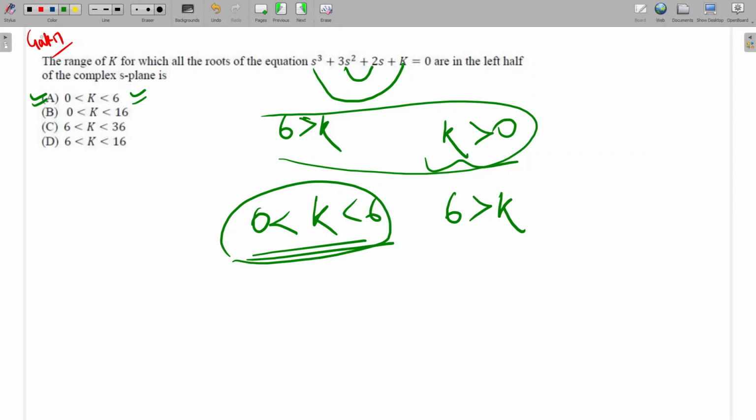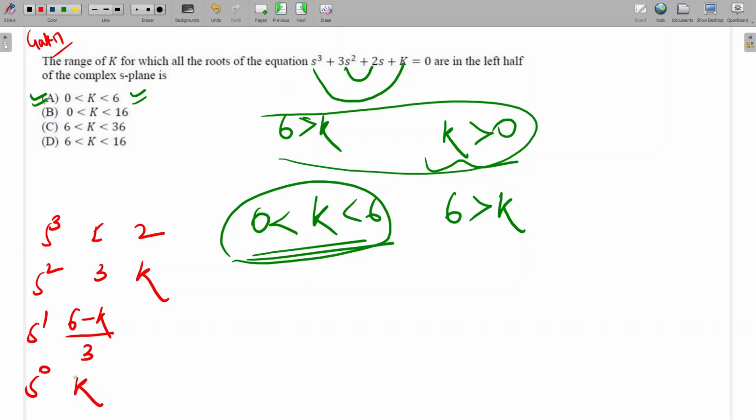I will write the RH criteria. So s to the power 3, what are the coefficients? 1, 2. Correct? 3, 2, 1, 0. 1 and 2. S to the power 2, what is the coefficient? 3 and k. S to the power 1, what is the coefficient? 6 minus k by 3. And s to the power 0, what is the coefficient? That will be k only. Correct?